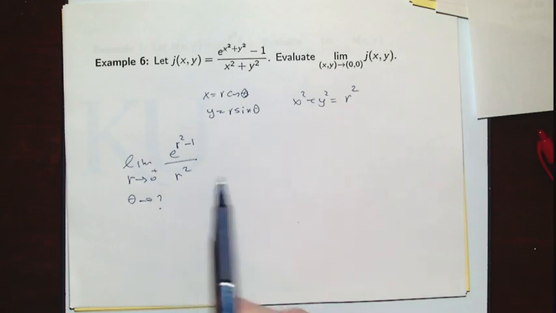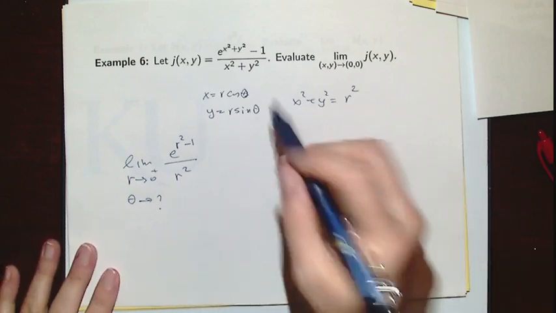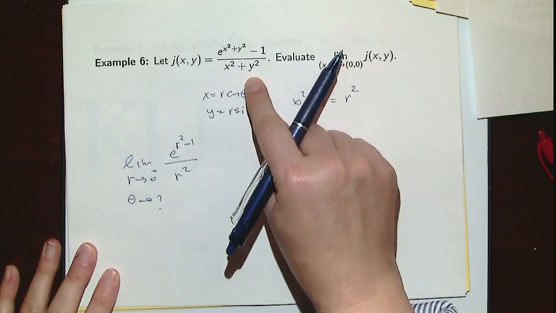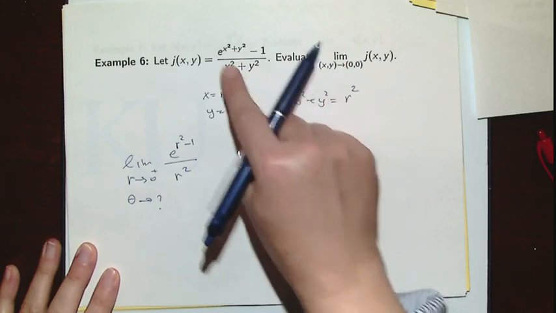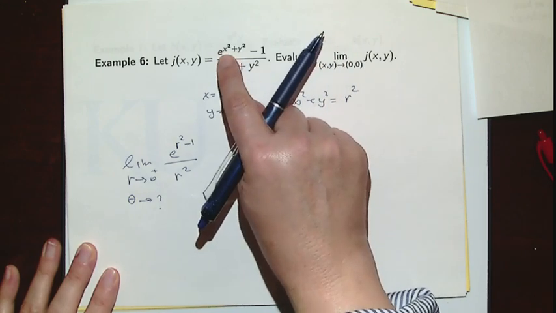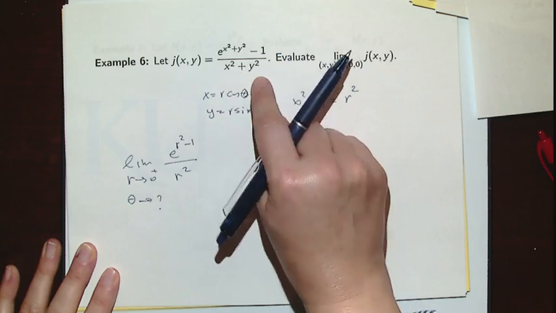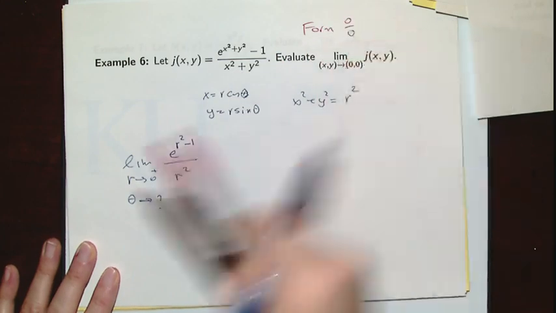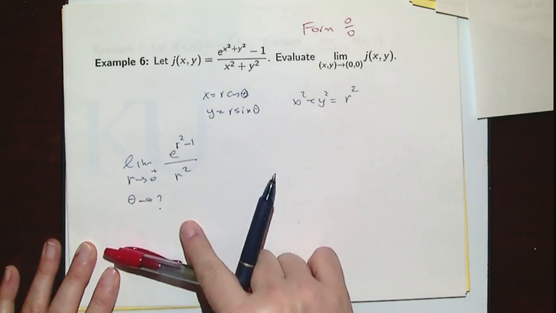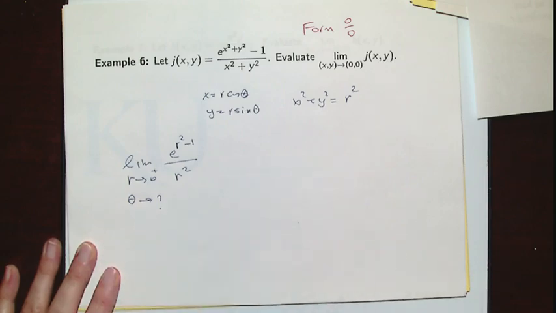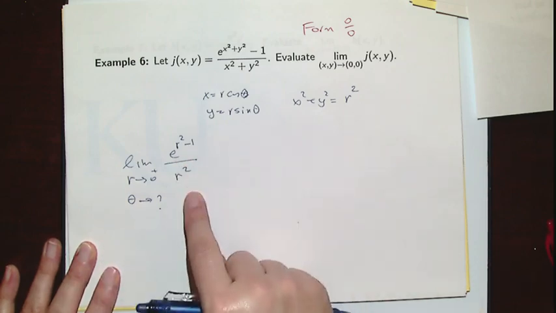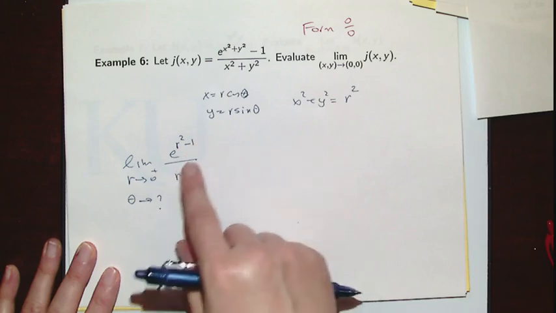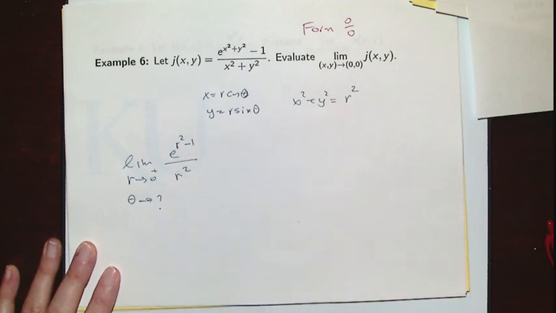Now, I forgot to check first. Was the form 0 over 0? When I plugged in 0 in here, I got 1 minus 1 and 0. So the form was 0 over 0. This hasn't changed the form yet. You have to do things to it to change the form. It's still 0 over 0. But does this look familiar to you?